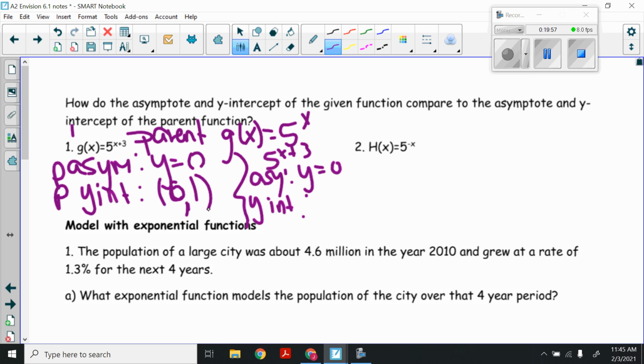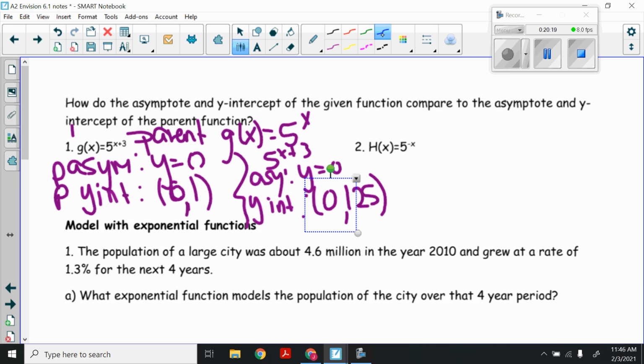Okay? So now 5 to the x plus 3, the y-intercept is going to be 0, comma. Okay? So if I put 0 in there for this x, I get 0 plus 3, which is 3. So 5 cubed, which would be 125. Right, let's look at the second one.